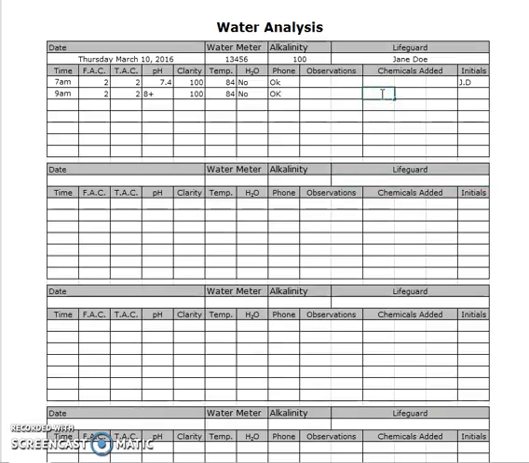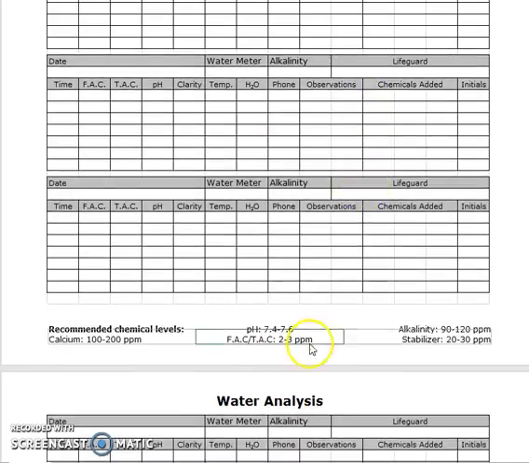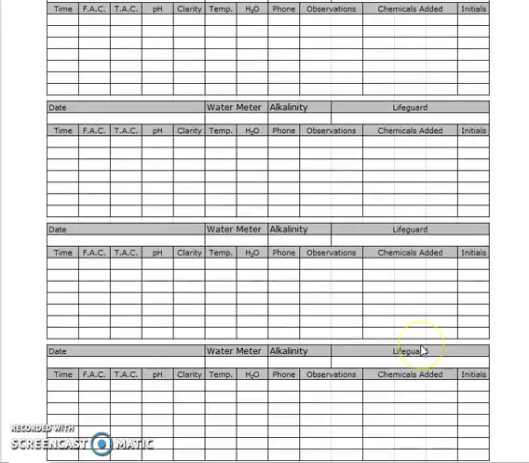So let's say you added 1400 grams of pH minus, or 2 scoops, etc., as long as you write down the quantity and the chemicals that you added. So that's pretty much it for the water test sheets. At the bottom of that sheet there is recommended chemical level for the calcium, pH, FAC, TAC, alkalinity, and stabilizer.